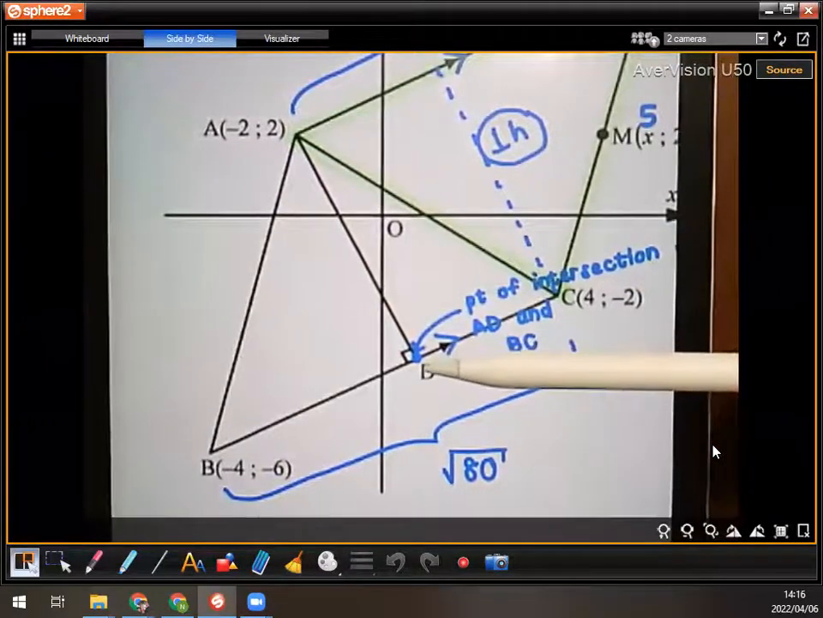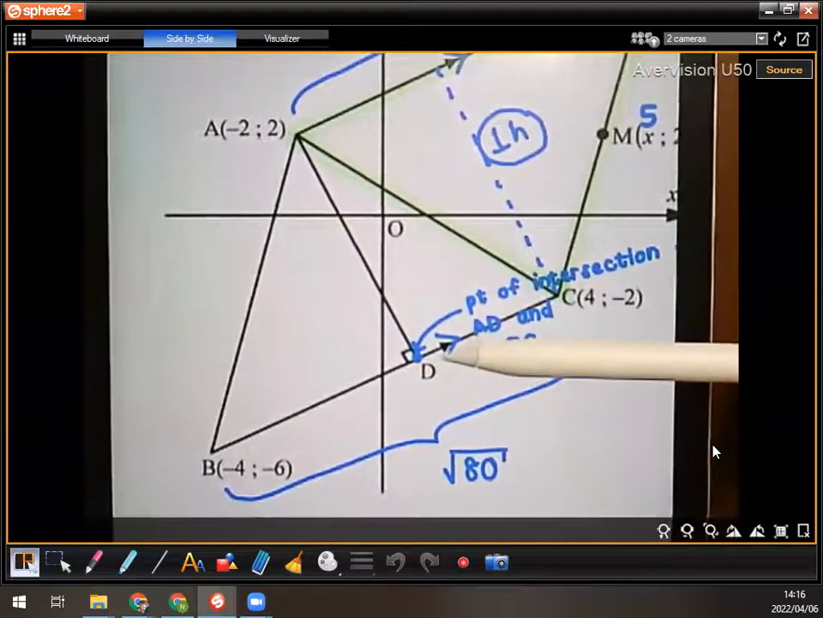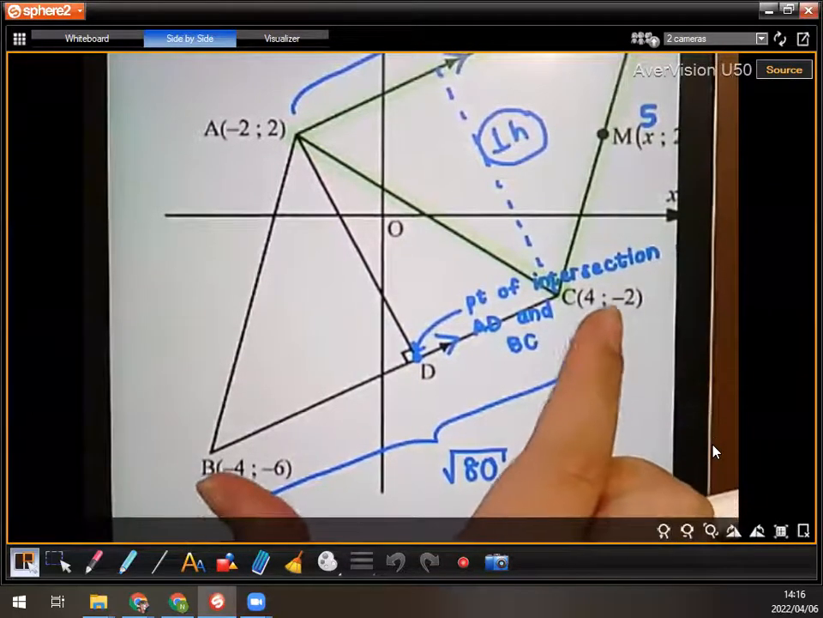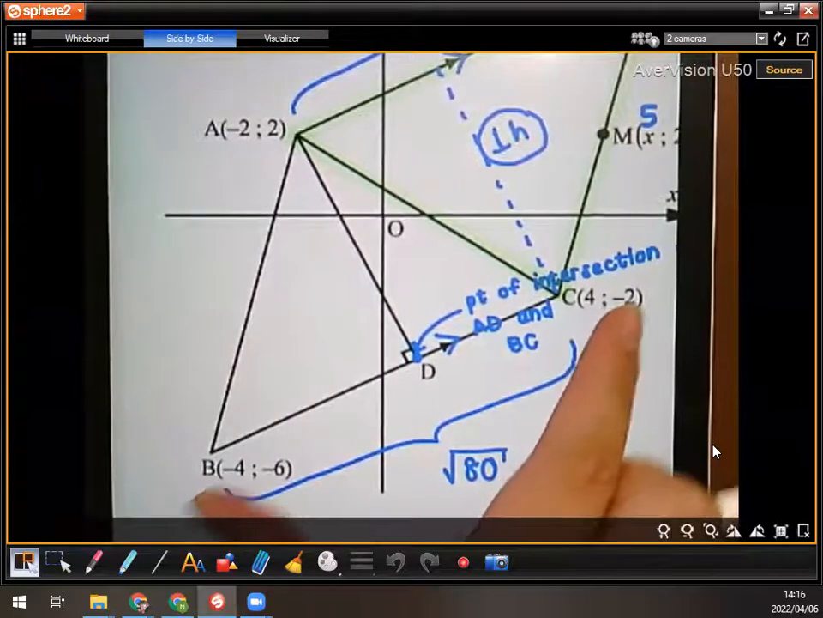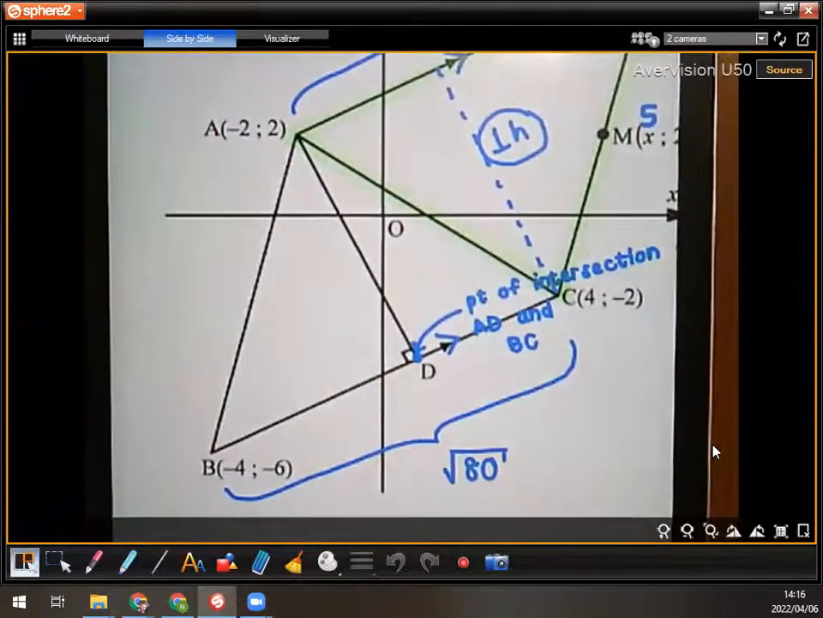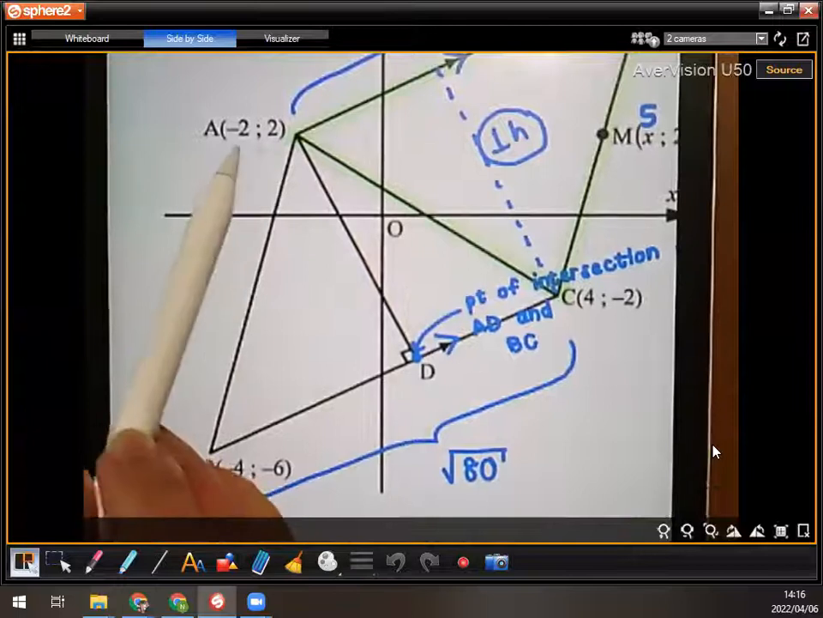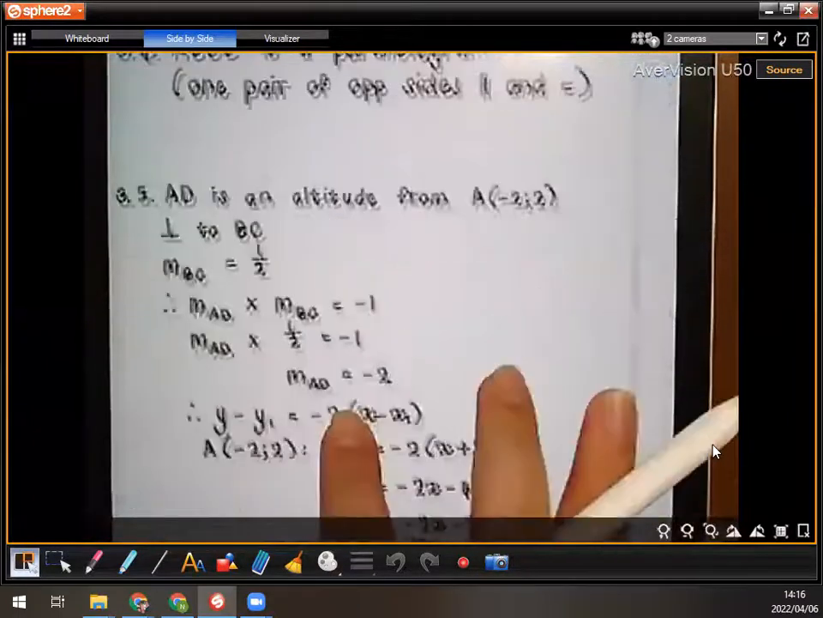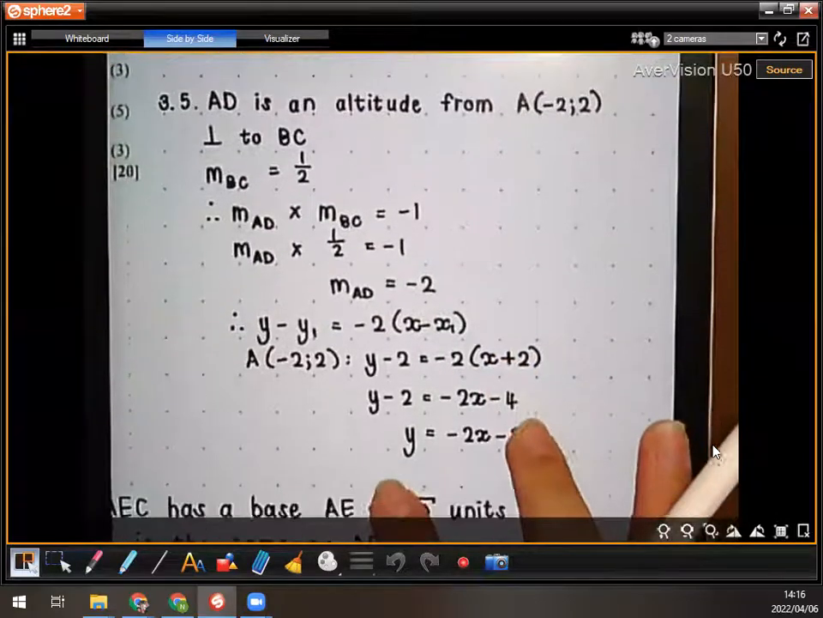So that was a bit more difficult. And then you would have had to look back at your notes to see what are the steps when you find the equation of an altitude. You need to find the gradient of BC and then use that to find the gradient of AD. And then sub in point A. Those are the steps. So you can copy that down quickly if you want to. That is the answer there.